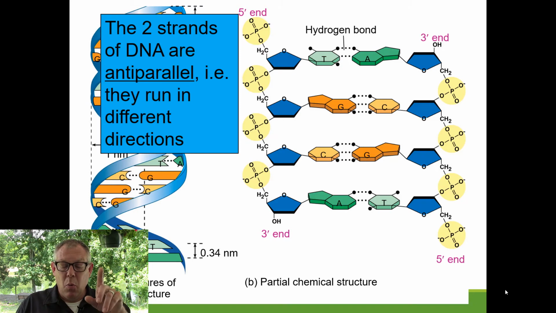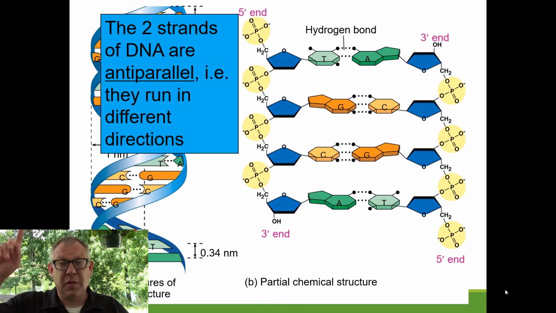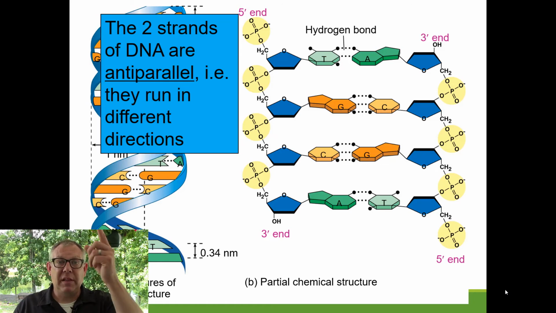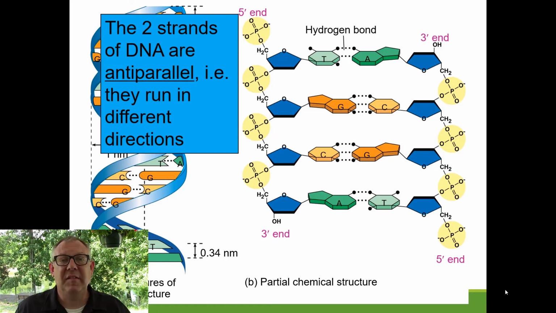So you see how one strand goes from 5' at the top of the slide to 3' at the bottom. Its complement has the 5' end at the bottom and the 3' end at the top. And so they both have that directionality, but that directionality goes in opposite directions. That's anti-parallel.